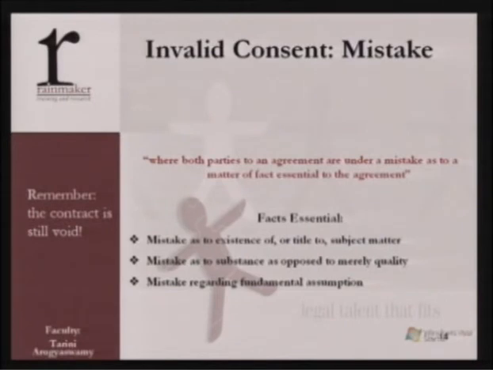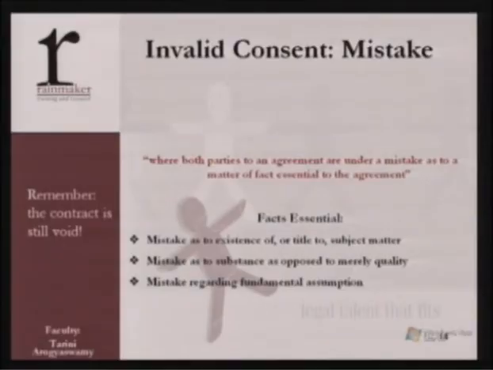We have invalid consent situations, also involving some types of mistake, where both parties to an agreement are under a mistake as to a matter of fact essential to the agreement. Here you have mutual mistake. Both parties are making the mistake. In the previous situation, we had no consent situation involving mistake where it was mistake by one party and the other party is aware of the mistake but isn't making the same mistake. Here we have both parties under a mistake as to a matter of fact essential to the agreement.